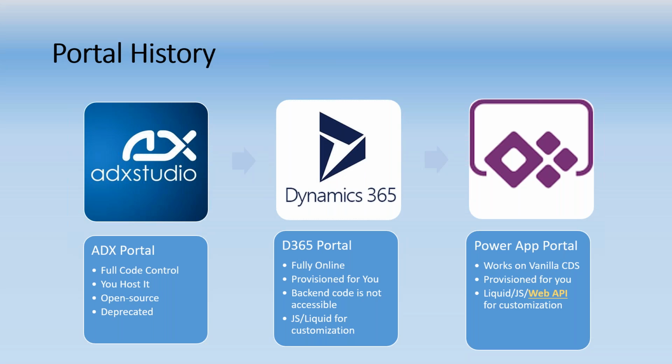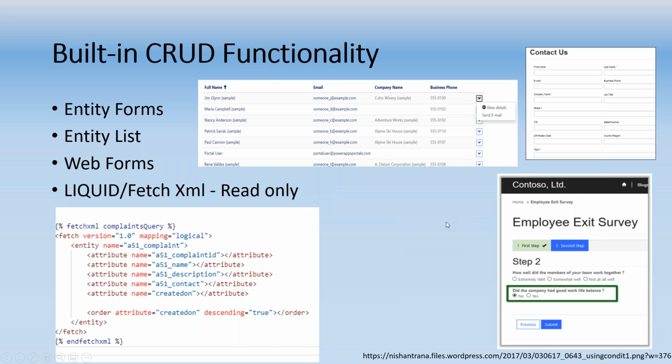But the latest one is basically Power App Portal, where you just need a Dataverse, or CDS as it was previously called, database behind it, and you can provision a portal in a vanilla Dataverse now, right? So again, it is online like the previous one. In addition to Liquid and JavaScript on the front end, the Web API is introduced for customization.